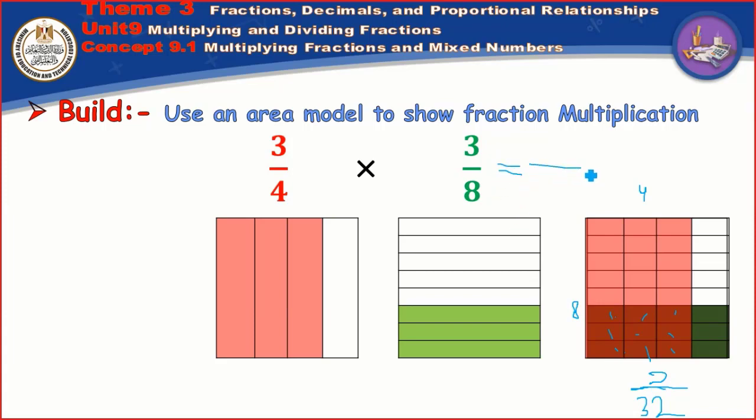I can also find the result without a model. How can I find the result? I will multiply numerator times numerator, 3 times 3 equals 9, and denominator times denominator, 4 times 8 equals 32. Let's see the answer together. 9 over 24? No, the answer is what? 32. Okay, thank you.